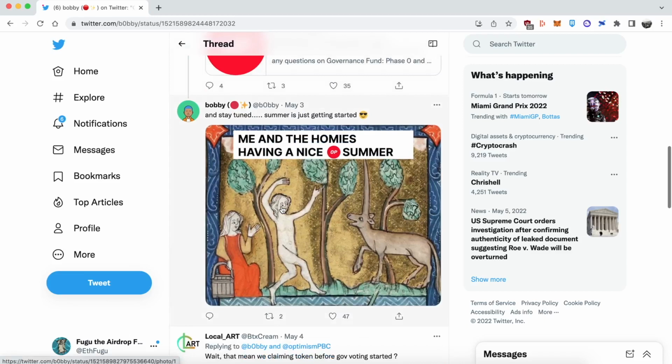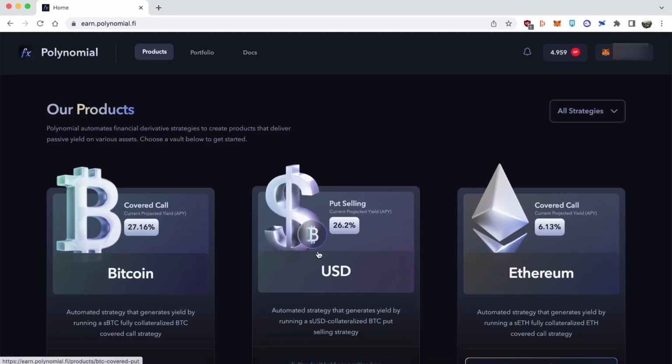So, for example, Polynomial is native to Optimism, which means that I suspect they're going to be giving out an airdrop of the Polynomial token plus these rewards in OPTI as, you know, liquidity mining or some sort of incentive rewards. Okay, so let's do this.